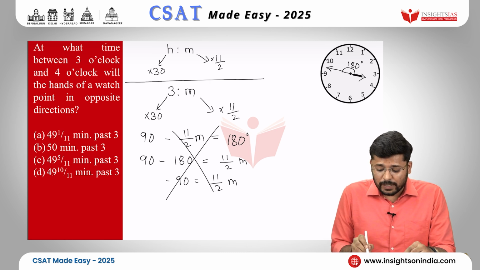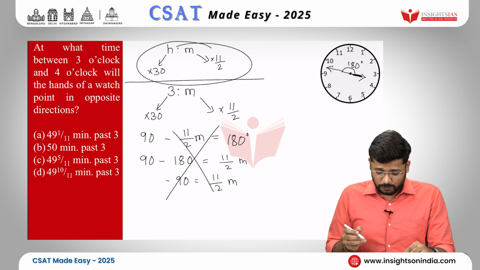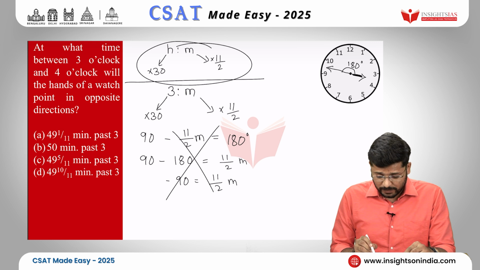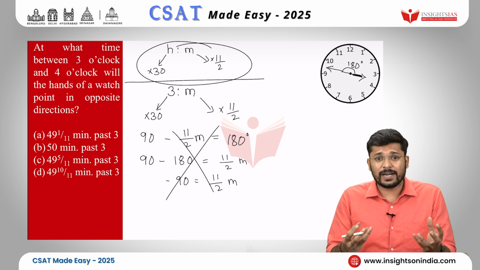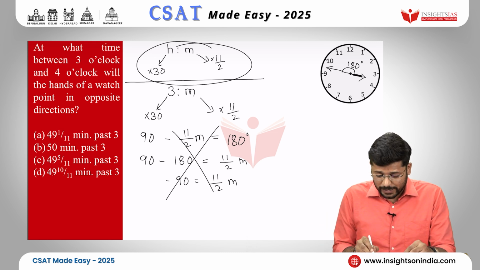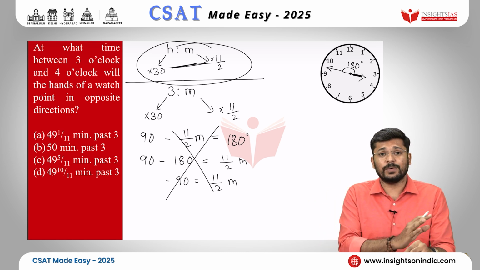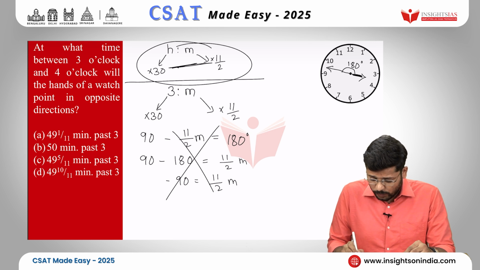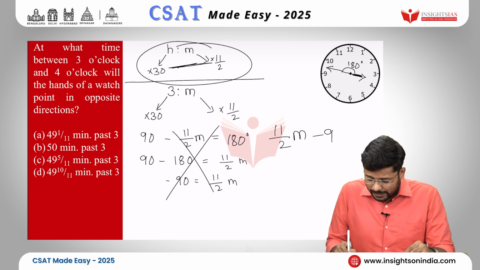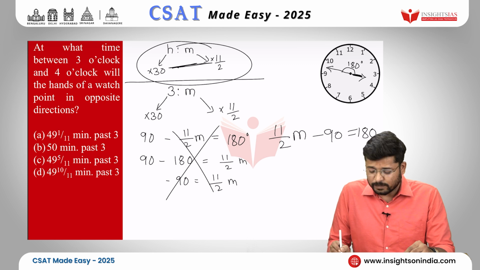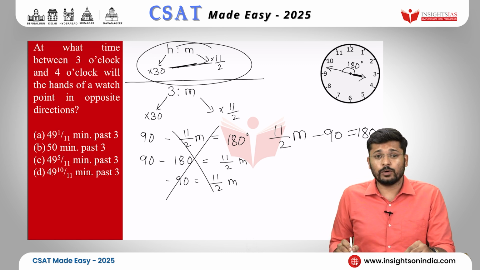When I taught you this method, did I tell you that you need to subtract the product of the hour hand from the product of the minute hand? No, right? I told you to take the difference between them. So you just need to take the difference, whichever is higher, subtract whichever is lower from it. So in this case, we will do 11 by 2m minus 90 is equal to 180.